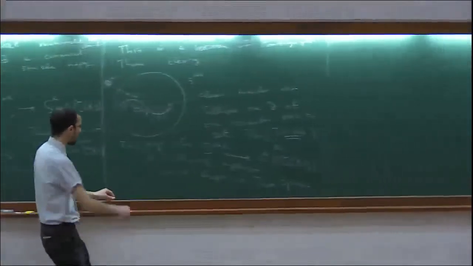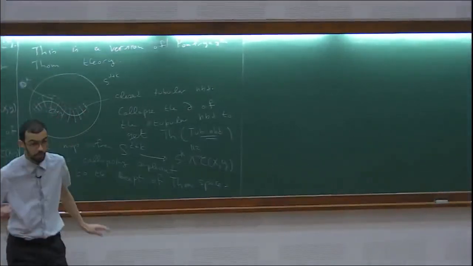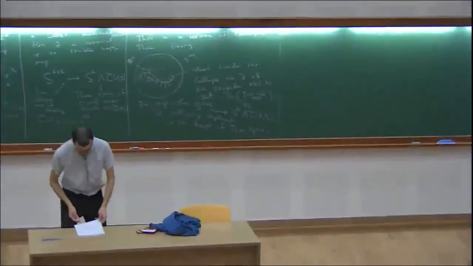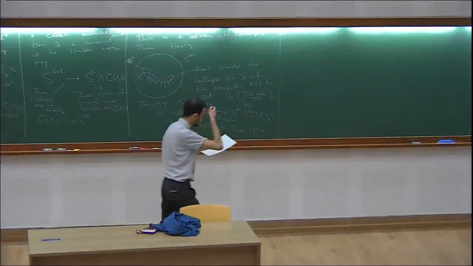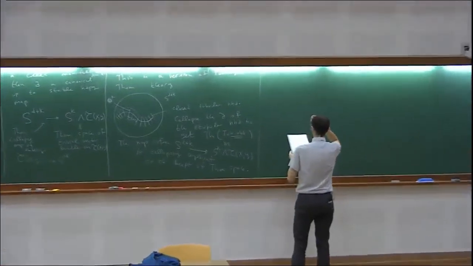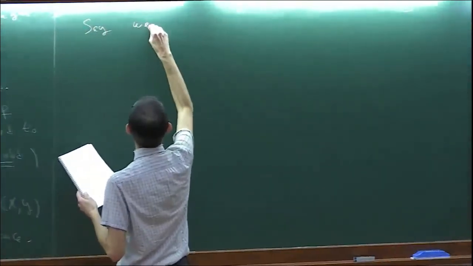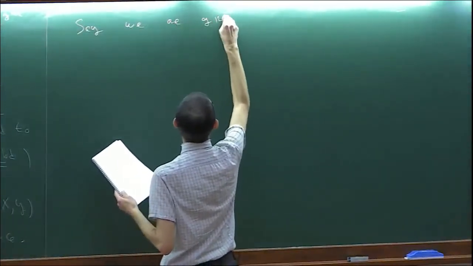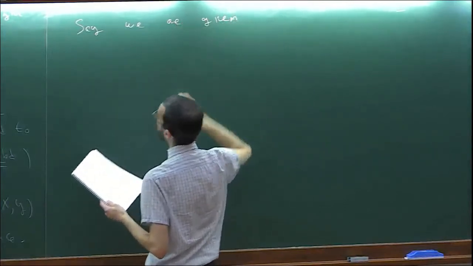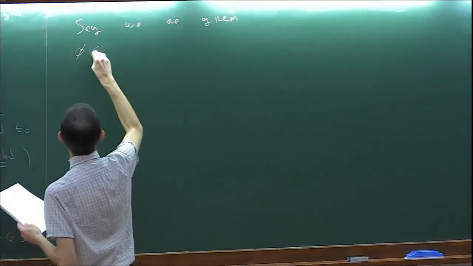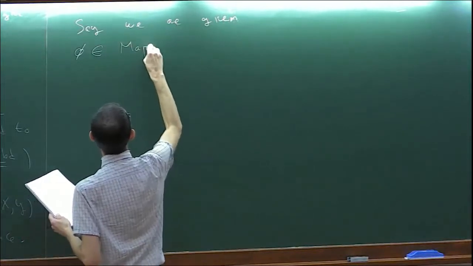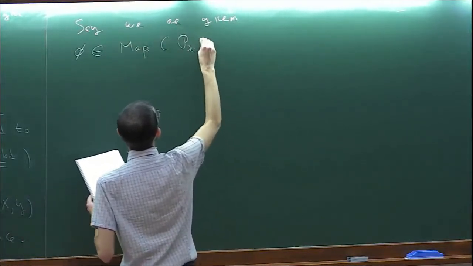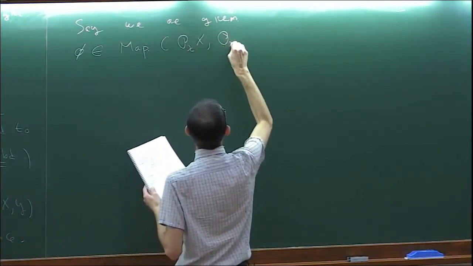So how does that happen? This is the thing that last time was the very end, and I kind of botched it. So let me try to get it right. Let's say we are given phi, which is a map from P_x.